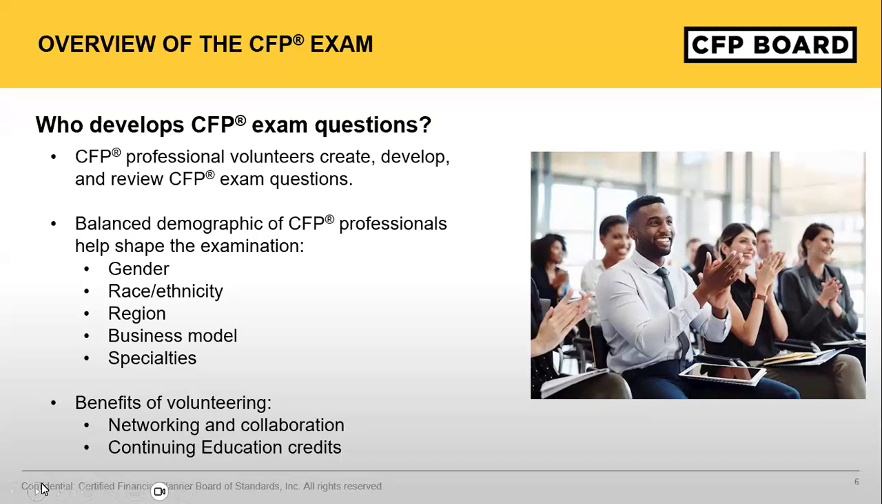And secondly, we pay very close attention to the demographic distribution of our volunteers. It is important to CFP Board to make sure that the volunteers that work on the CFP exam be CFP professionals, but also, most importantly, that there's a balanced demographic distribution. We want the volunteers to look like the population of CFP candidates. That would help us to make sure that we have a balance of gender, race and ethnicity, the region of the country where they're from, the business model where they work, and their specialties.